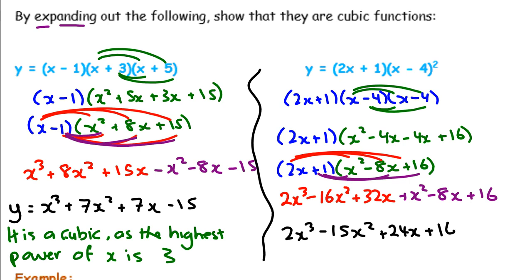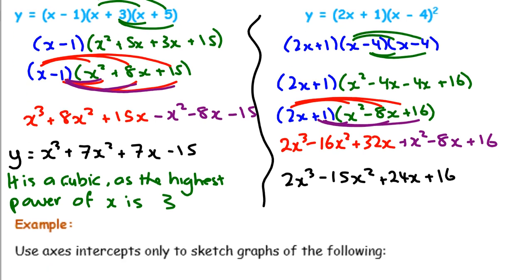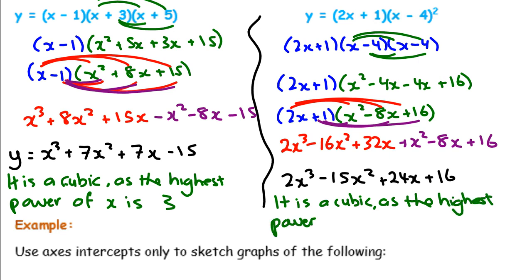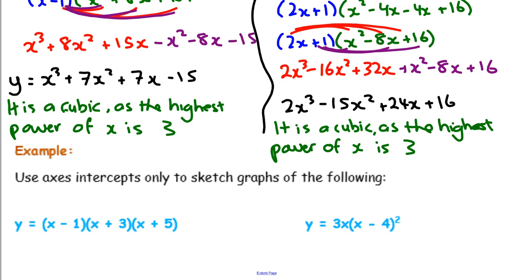So let's see if you agree with that. And then we should state the same thing as what we did over here in green. It is a cubic. That's what we're asked to prove, as the highest power of x is 3. Okay, they're done. Great. Next one, use axes intercepts only to sketch graphs of the following.